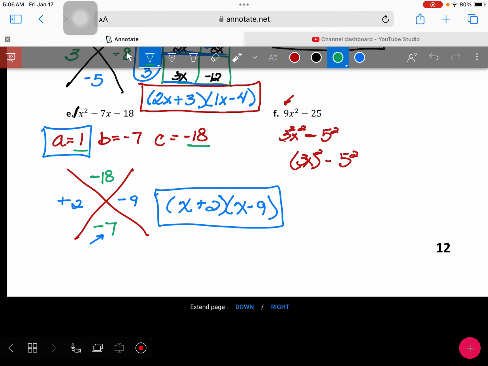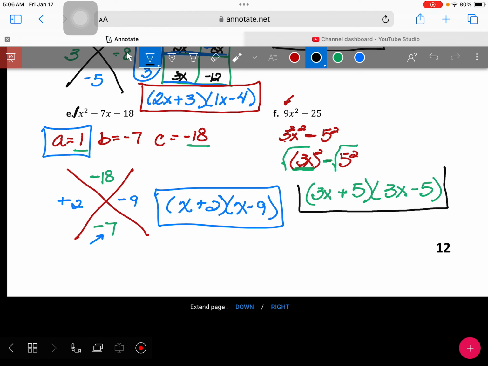So when I take the square root, this is the difference of two perfect squares. If you take the square root of something to the second, it is whatever was raised to the second power. So that is going to be first term 3x plus 5, and the last term 3x minus 5. Okay, and that's the factorization.